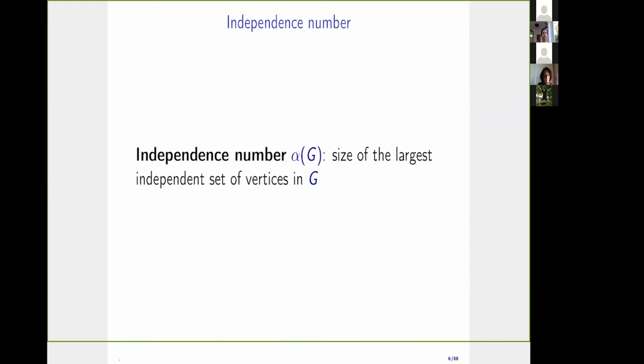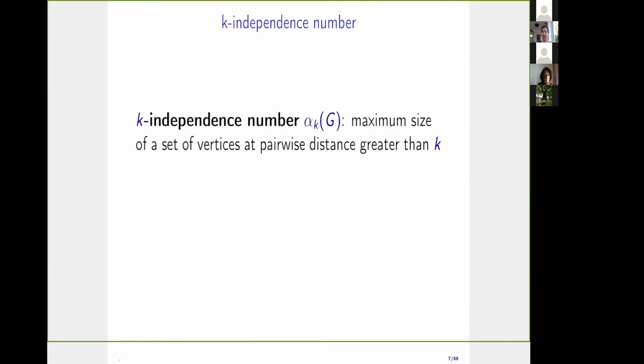On the other side, I'm going to be talking about an extension of the independence number of a graph. Everybody knows what the independence number is, but the k-independence number, maybe you haven't heard about it, is just the maximum size of a set of vertices which are at pairwise distance greater than k. So it's a natural extension of the classical parameter. And this is a very important remark because we will use it towards the end: the k-independence number of a graph is just the independence number of the graph power.